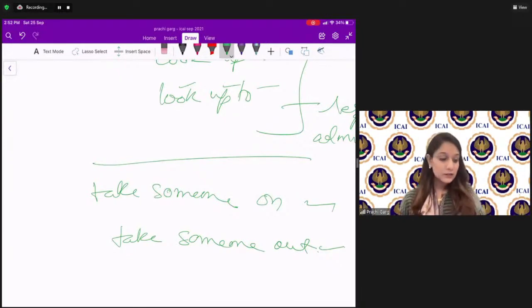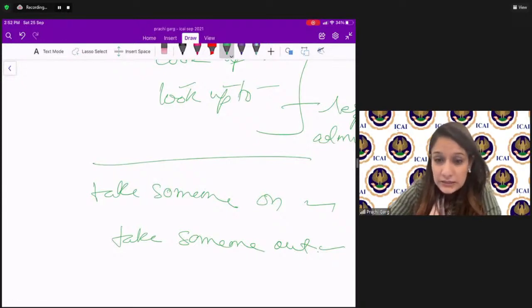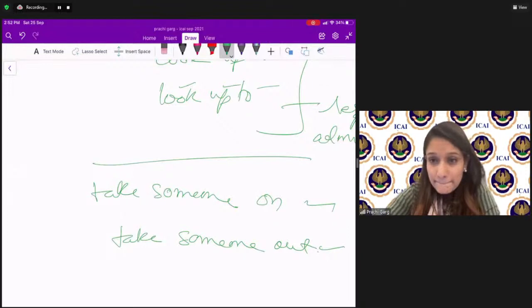Am I clear? Yes. Is everyone clear with phrasal verbs? I think this was pretty much easy. There's nothing much to actually discuss, but we can definitely have some practice. Is it clear? Tanu, I've got your query. You will get this.